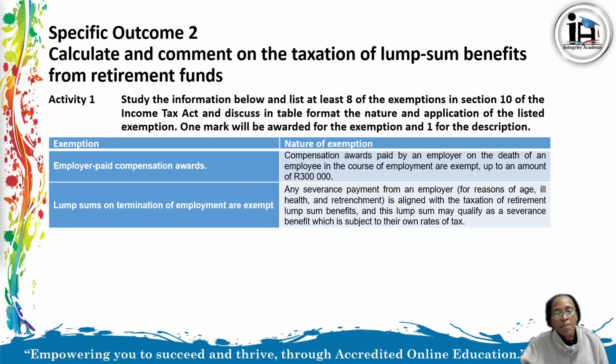Employer-paid compensation awards. A compensation award paid by an employer on the death of an employee in the course of employment is exempt up to an amount of 300,000. Lump sums on termination of employment are exempt. Any severance payment from an employer for reasons of age, ill health, and retrenchment is aligned with the taxation of retirement lump sum benefits, and this lump sum may qualify as a severance benefit, which is subject to its own rates of tax.